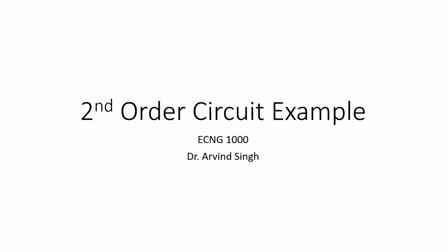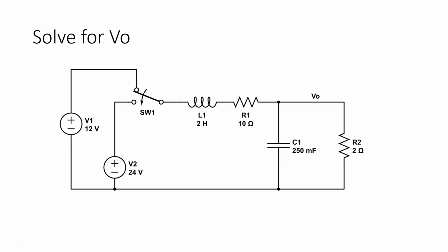Okay, so today we're going to look at another example of a second order circuit, and this one is taken from the textbook, example 7.11. This is the circuit that you'll be presented with, and the task is to find V0 here.